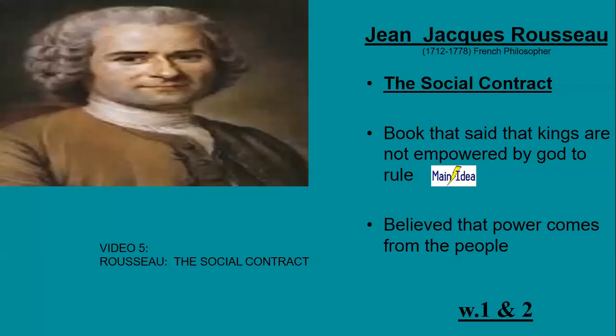Okay, finally, Jean-Jacques Rousseau. I hope I pronounced that properly. He had something called The Social Contract. It was a book, a very famous book, that said that kings are not empowered by God to rule. Now, this is radical thinking because kings ruled us back in this time, especially in Europe. It said that kings were in charge, but his book said no, that we are in power, that the power comes from the people and not from God saying that kings were in charge. Watch video number 5, Rousseau, The Social Contract.